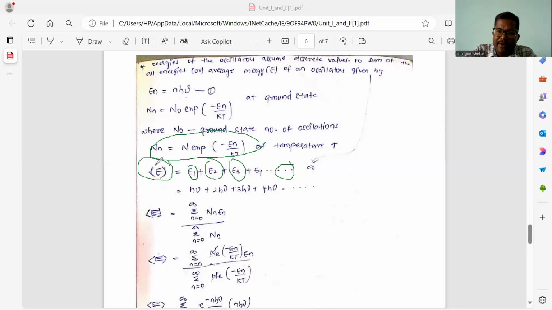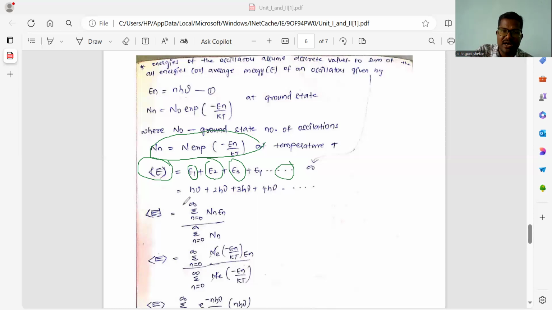So the average energy is the total energy, adding E1 plus E2 plus E3 plus E4 up to infinity. E1 is 1 hν, E2 is 2hν, and the higher energy levels are 3hν, 4hν up to infinity. How do we find the average energy up to infinity? Adding infinitely many terms is not possible.